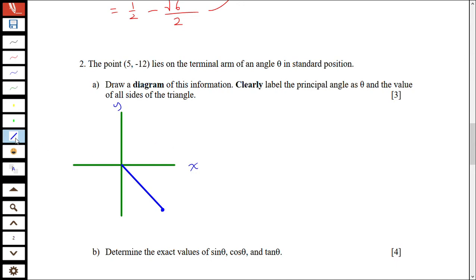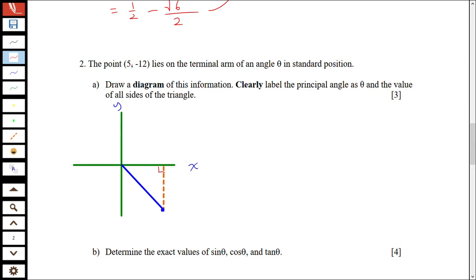Remember, when we're drawing the triangle, always draw a vertical line. So I'm going to start from the 5 and negative 12. I'm going to draw a line. Never ever draw it horizontally, always vertically. I'm going to draw my vertical line. And because it's going to be vertical, it's going to be always 90 degrees to the x-axis. So I'm going to label that with a 90-degree angle.